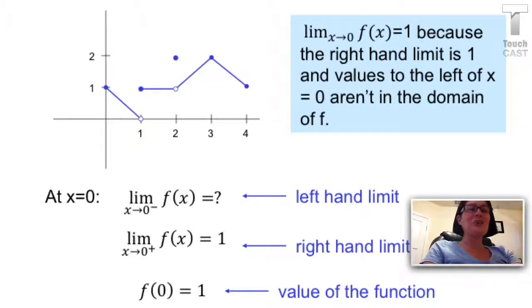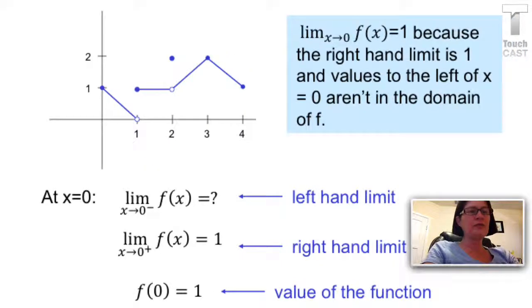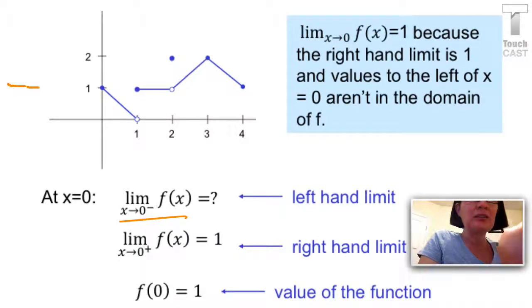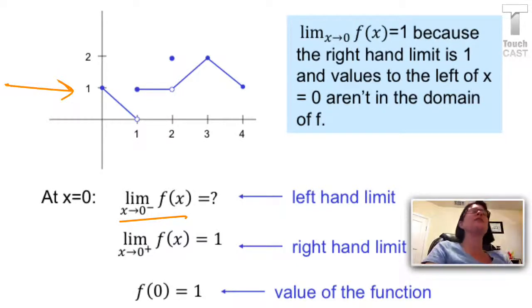So at x equals 0, I want to find the limit as x approaches 0 from the left. That means coming at x equals 0 from the left, but over here there isn't even a function to follow. So it wouldn't be appropriate to actually talk about the limit as x approaches 0 from the left, because f of x does not approach 0 from the left. Numbers to the left of 0 are not in the domain.